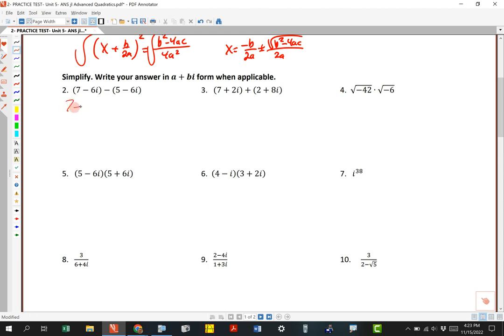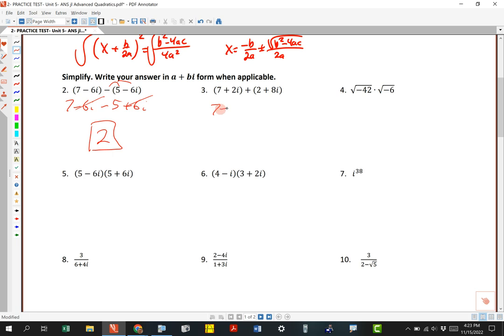I'm going to have 7 minus 6i, and then I'm subtracting each one of those. So this is a minus 5, and then this is plus 6i. So the two of those are going to cancel each other out. We end up with 7 minus 5, so that's just a 2.